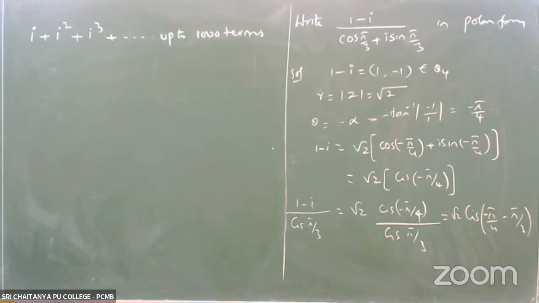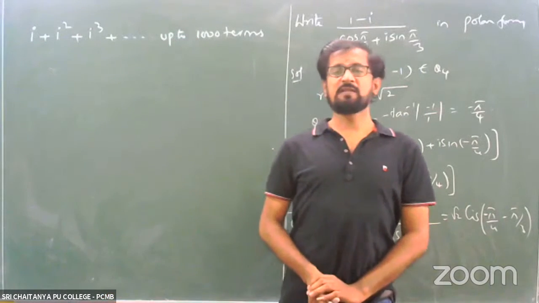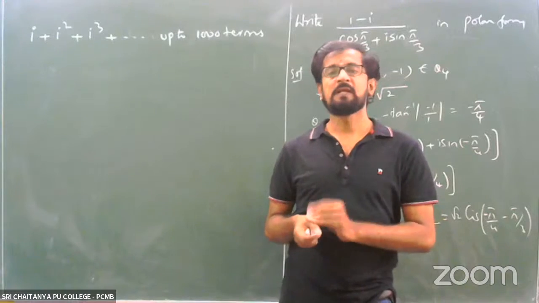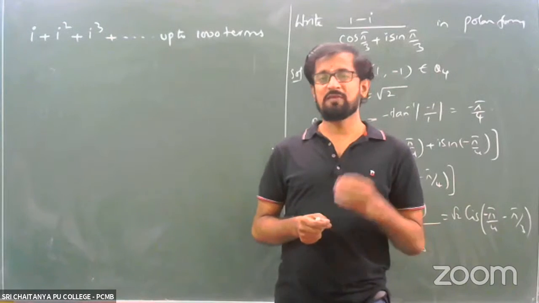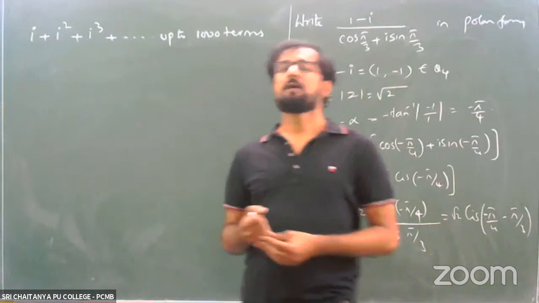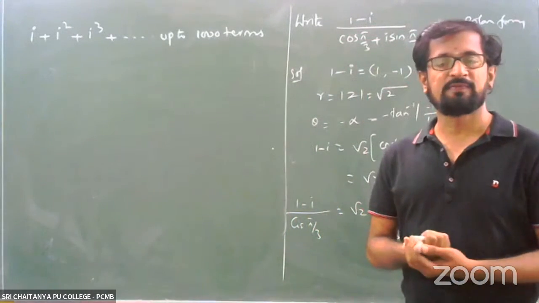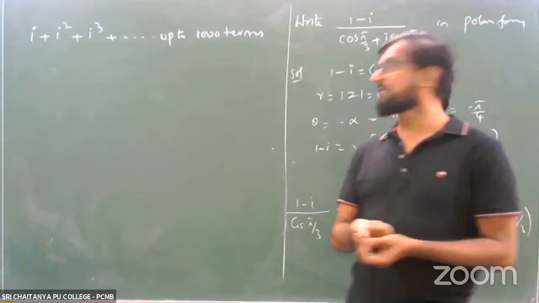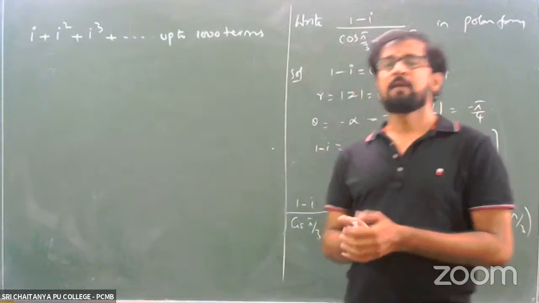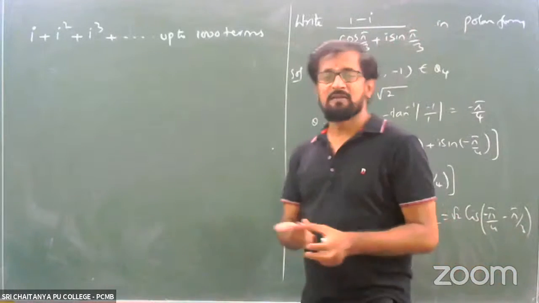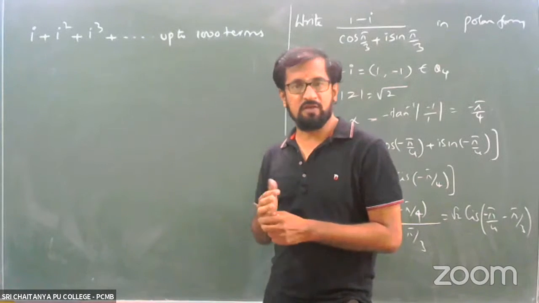Now, we can do this problem using two methods. The first method is the GP series. Sn is equal to a into r power n minus 1 by r minus 1. Here a is equal to i, r is equal to i itself, and n is equal to 1000. If I substitute, I am going to get the answer. Another method: up to 1000 terms means i power 1000 is the last term.